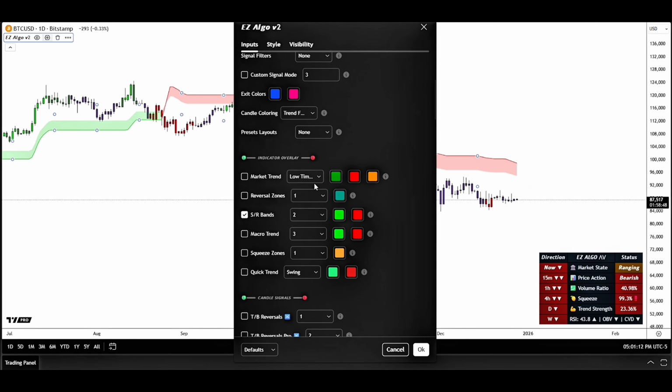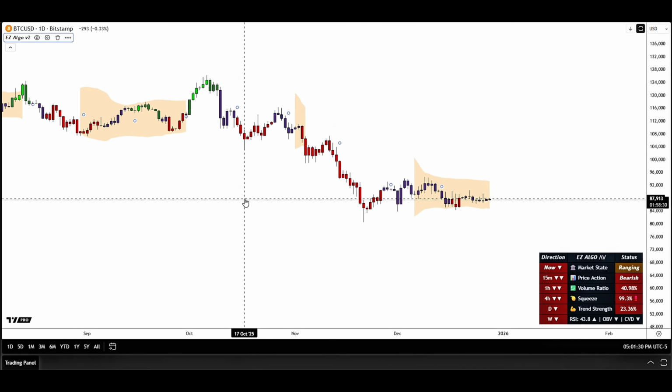So these are our support and resistance bands. Now we already covered our macro trend. Now squeeze zones is another good indicator. That maps out when price is in a really tight range. These usually precede bigger moves, breakouts or breakdowns.